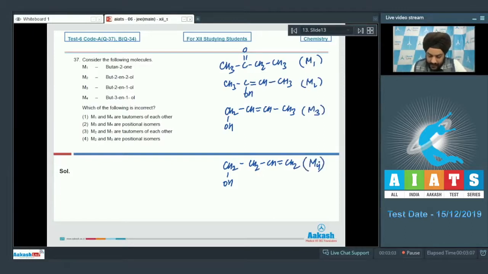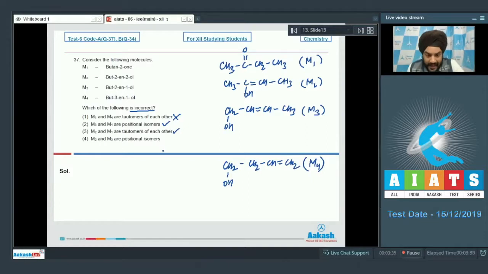Let us look at the statements which are given to us. We have to identify the incorrect statement. Option 1 says M1 and M4 are tautomers of each other. This is not correct, students. The second statement says M3 and M4 are positional isomers. We can clearly see that M3 and M4 are positional isomers as the position of the double bond has been shifted. The third statement says M2 and M1 are tautomers of each other. So this is correct, students. M1 and M2 are keto-enol tautomers of each other. So the third statement is also correct.